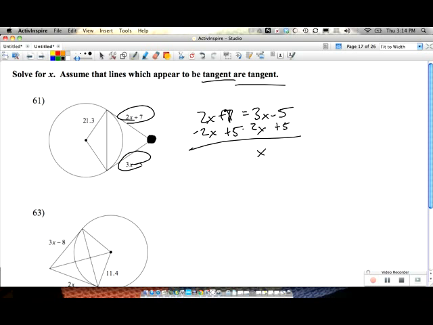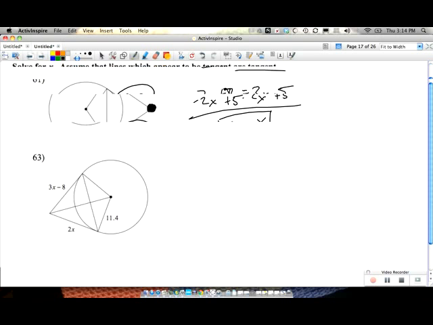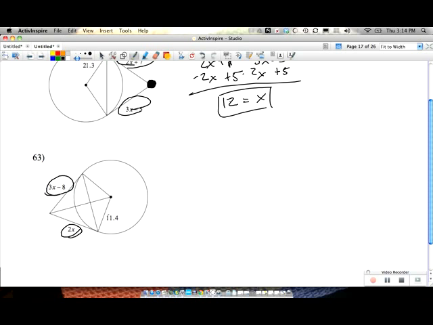3x minus 8 and 2x, those two expressions are going to be equal. This 11.4 means nothing to us. We're just trying to solve for x. 3x minus 8 equals 2x. If I subtract 2x from both sides and add 8 to both sides, we're going to have x on the left and 8 on the right. x equals 8. That was two problems. That's got to be a record, like two problems in one minute there.